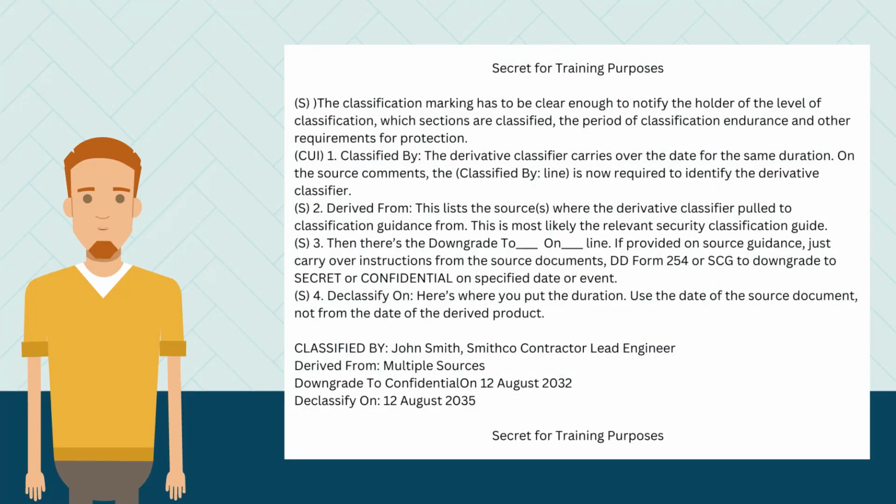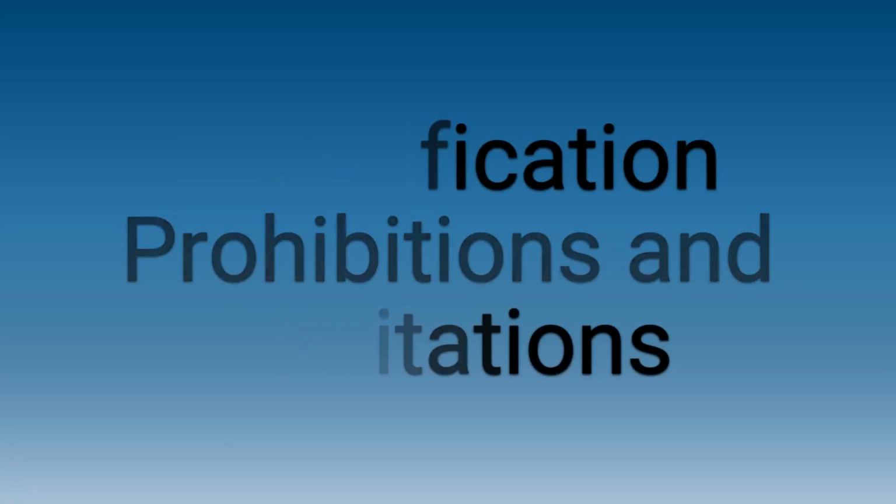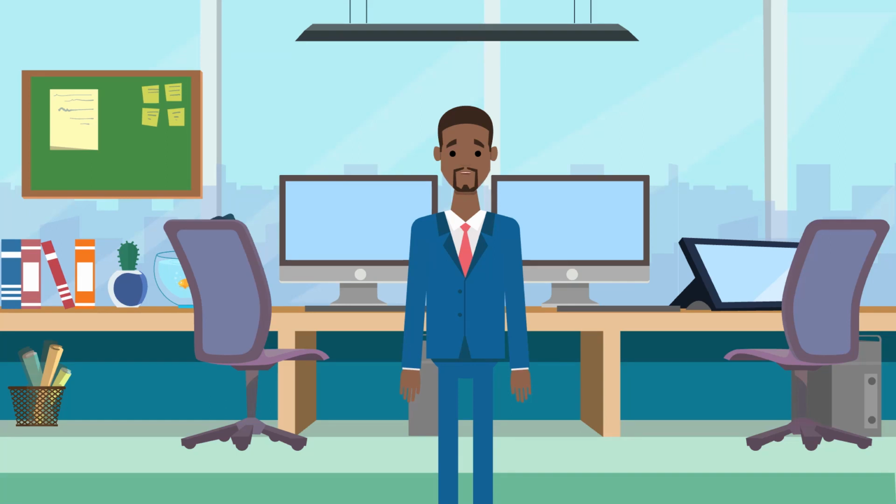The classification marking should be easily identifiable to notify the holder of the level of classification, which sections are classified, the period of classification endurance, and other requirements for protection. Typically, the classified by line is found on the front of classified documents and gives information on who the derivative classifier is and how they derived the classification. Information is only to be marked classified based on previous guidance found in the DD Form 254, SCG, or classification markings on source documents and for the protection of national security. Classification markings cannot be applied to hide legal violations, inefficiencies, or mistakes.